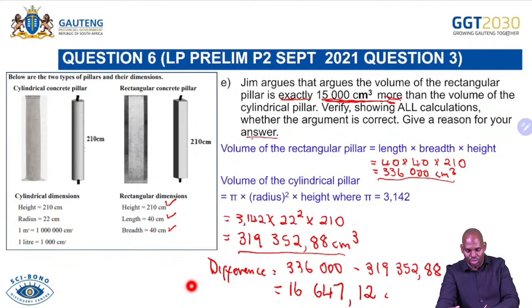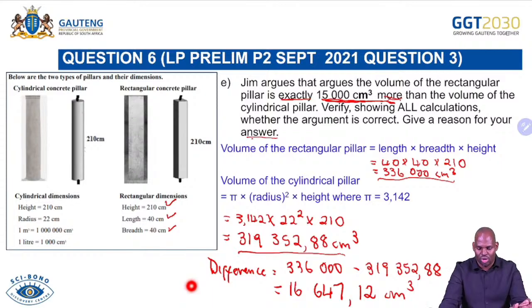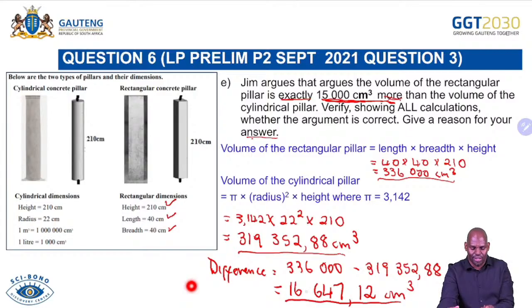Okay, so the unit there is cubic centimeter. Jim's argument was that the rectangular pillar is exactly 15,000. It is not exactly 15,000, as you can see that the difference is 16,647. The question was to verify. We have verified all the calculations. So whether the argument is correct: the argument is incorrect.